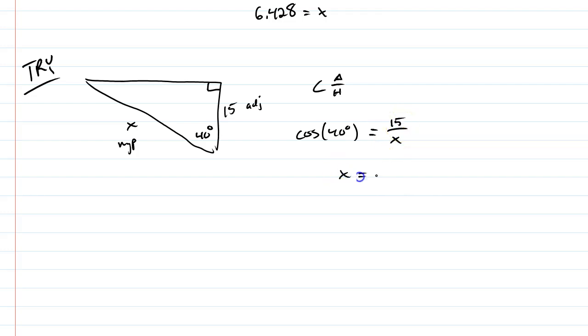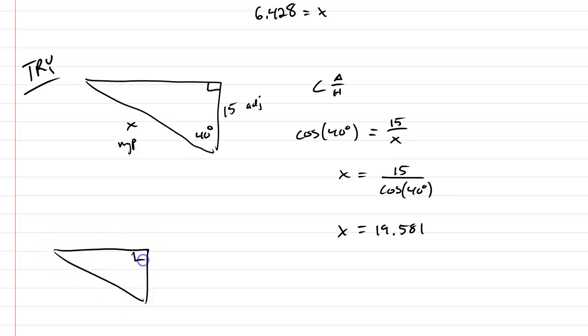To solve this, we're going to do the switcheroo. We're going to do 15 over cosine of 40 degrees, and then you can go to your calculator. 15 divided by cosine of 40 degrees, x is going to be 19.581. So some teachers will just say round to a tenth, 19.6. Okay, and again, if you need to find the other side, you know that this is 19.6, this is 15. If I set up my Pythagorean, 15 squared plus b squared should equal 19.6 squared.